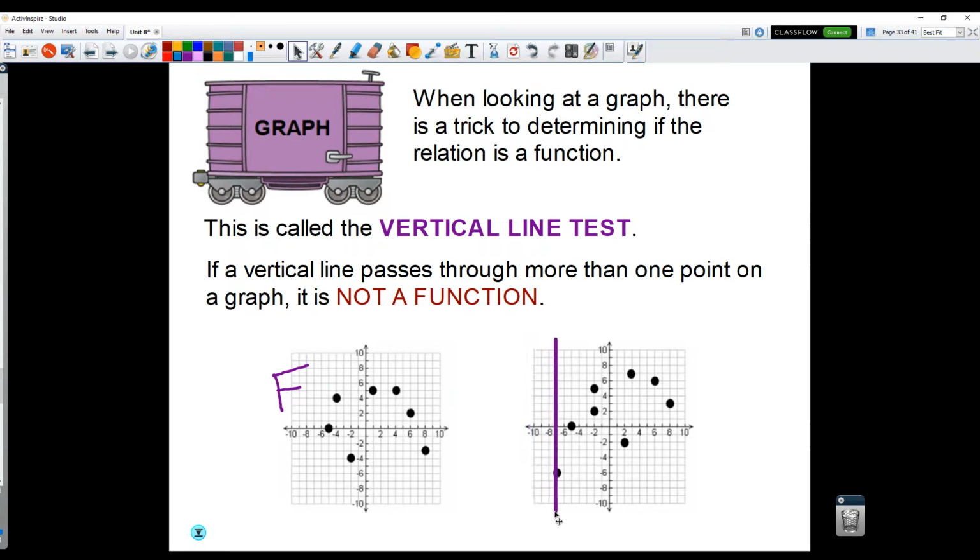So as I approach point 1, it's only hitting 1 point. The line's only hitting 1 point here. Do you see on this one, I'm hitting 2 points in this section. So here I'm hitting 2 points at once. So therefore, this is not a function.